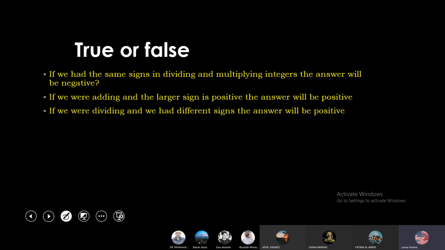How about if we're dividing and we have different signs, the answer will be positive. For example, positive divided by negative. We have different signs, so the answer will be negative. They said positive, so true or false? False.